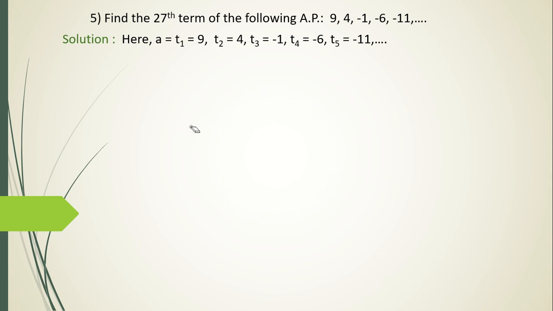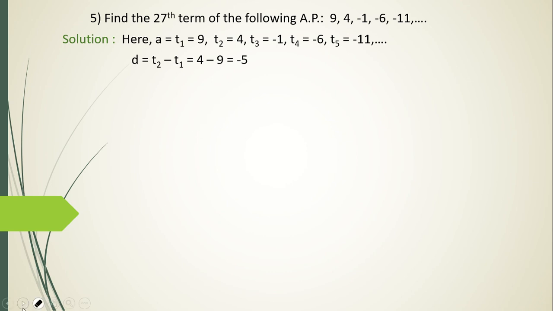Before we go to the formula, just quickly find out the difference D. D is T2 minus T1. Finding it one time is enough, right? Because it is an AP and we know the difference is going to be constant. T2 is 4 and T1 is 9, so the difference is coming in minus. Okay, D is minus 5.